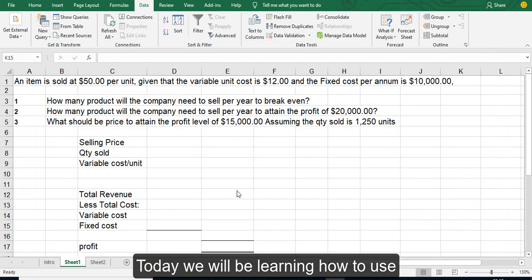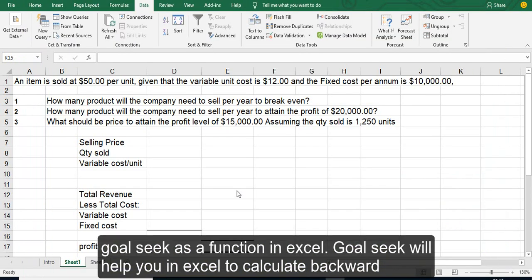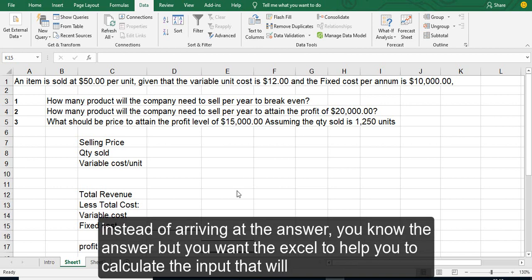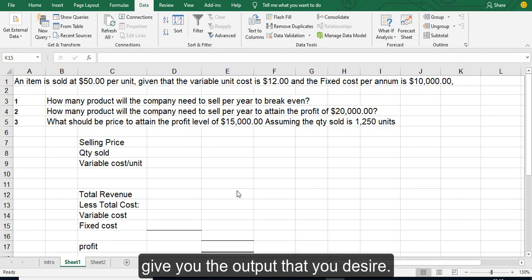Today we'll be learning how to use Goalseek as a function in Excel. Goalseek will help you in Excel to calculate backward. Instead of arriving at the figure, you know the answer, but you want Excel to help you to calculate the input that will give you the output that you desire.